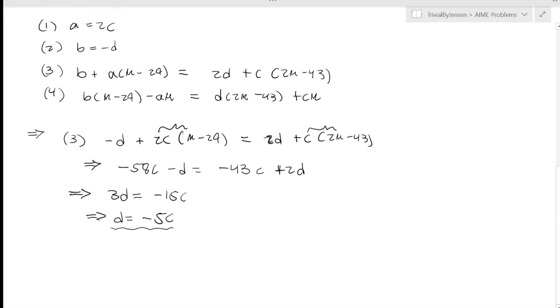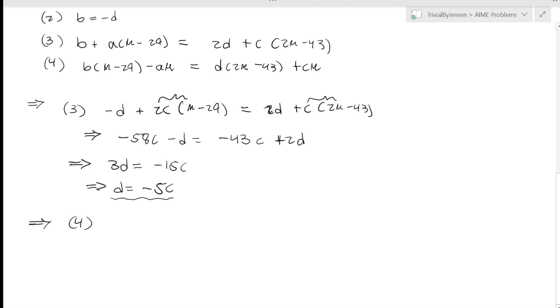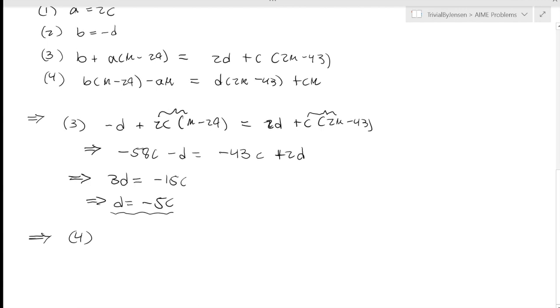And now we can go ahead and make a couple substitutions into equation 4, which are going to allow us to solve for k. So b is equal to negative d. Negative d is equal to 5c. So we have 5c times k minus 29 minus, we're just going to leave a as 2c, so minus 2ck. And then on the other side we have d, which we're just going to turn into negative 5c times 2k minus 43 plus ck.